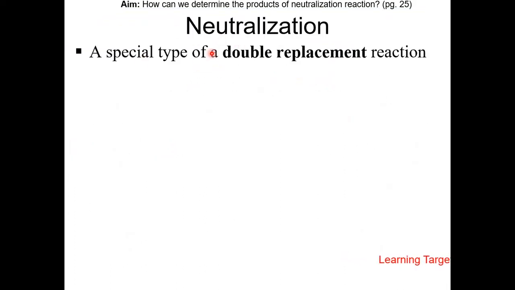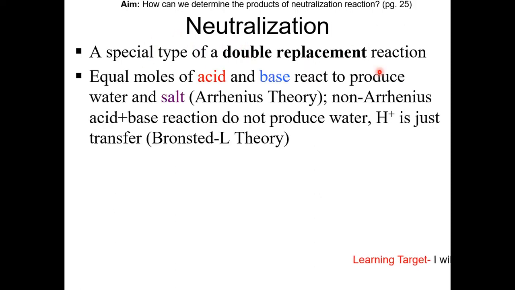Neutralization is a special type of double replacement reaction. Neutralization occurs when equal moles of acids and bases react to produce salt and water. This is based off Arrhenius theory. For non-Arrhenius acid and base reactions, they do not produce water. The hydrogen ion is just transferred.